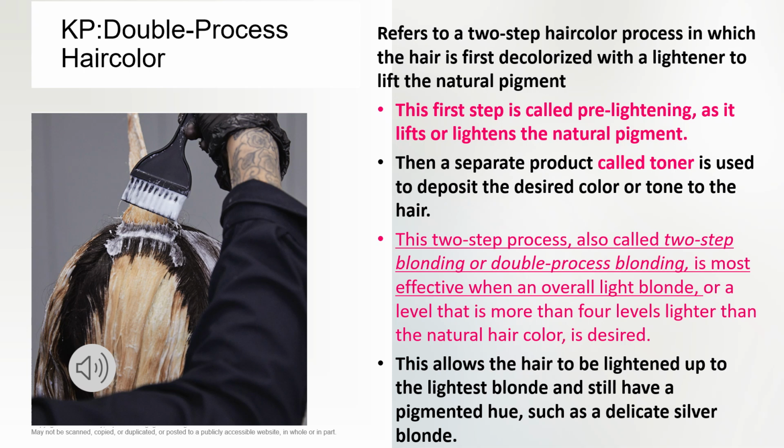This two-step process, also called two-step blonding or double process blonding, is most effective when an overall light blonde, or a level that is more than 4-level lightener than the natural hair color, is desired. This allows the hair to be lightened up to the lightest blonde and still have a pigmented hue, such as delicate silver blonde.